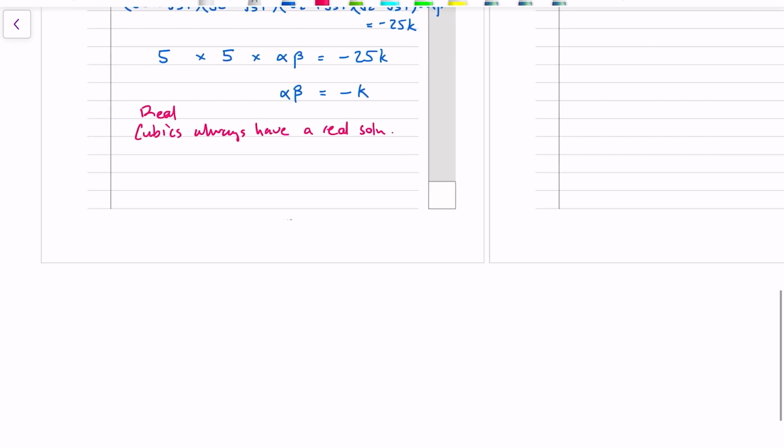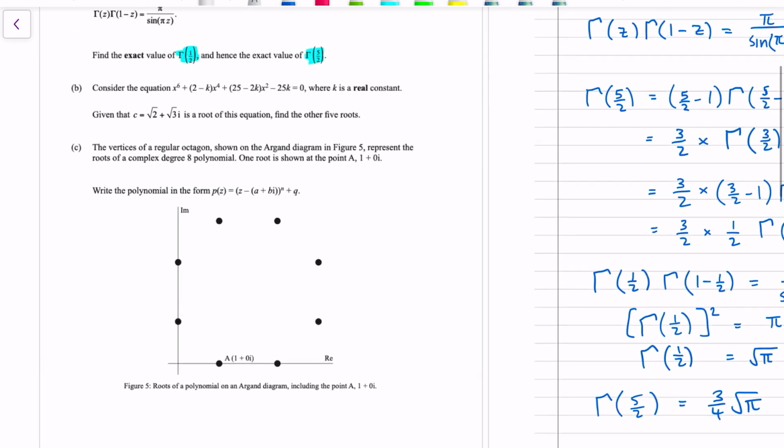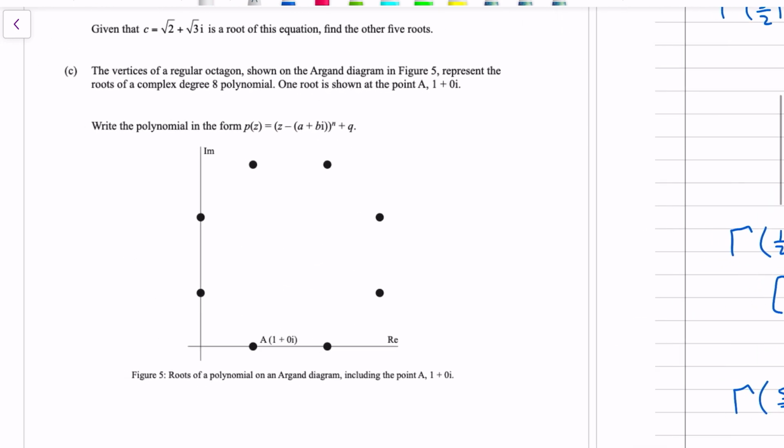Alrighty, last question. The vertices of a regular octagon shown on the Argand diagram below represent the roots of a complex degree 8 polynomial. One of the roots is shown at the point A, 1 plus 0i. How kind of them to give us one solution. Okay. Now, the last time I did this question in class, I was pretty evil.